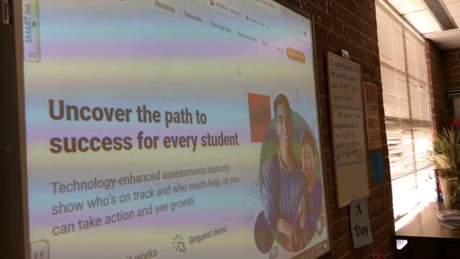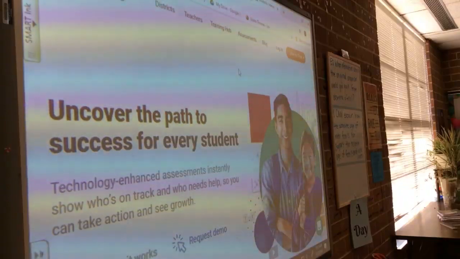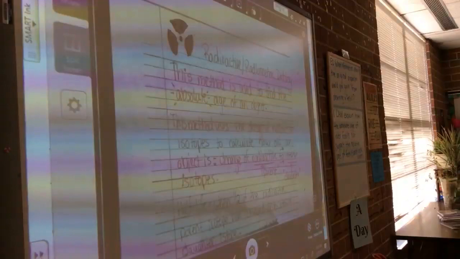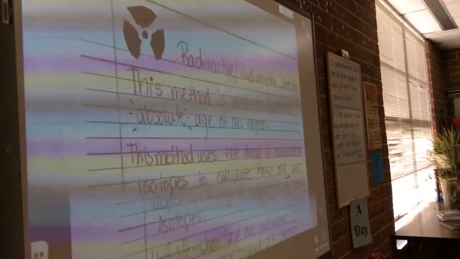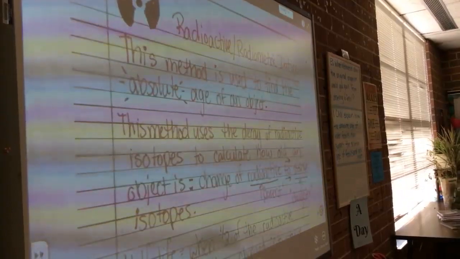Today we're going to talk about absolute dating. So we're going to talk about how scientists determine actual numbers, actual ages. And that's through radioactivity. You do not have to draw the radioactive symbol. I just did because I thought it was cool.